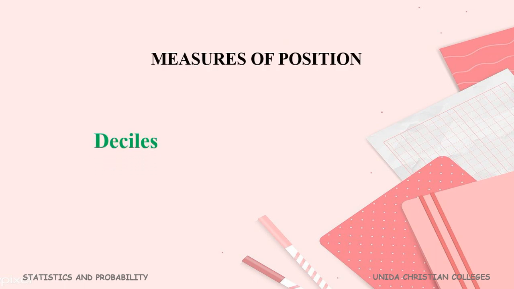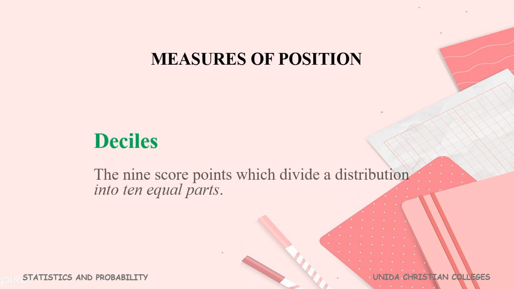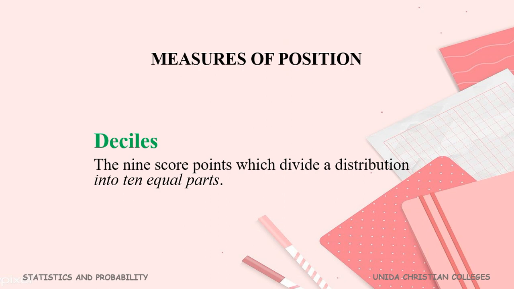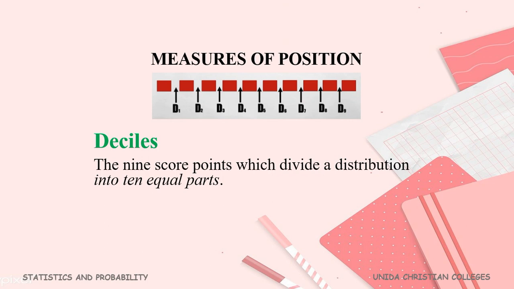Okay, next, let's have the deciles. Ayan, the 9 score points which divide the distribution into 10 equal parts. Ayan naman. So, yan yung data mo. So, dinivide natin siya sa 10. We have 1, 2, 3, 4, 5, 6, 7, 8, 9, 10. Equally. Ayan. And then, meron po siyang 9 na score points.